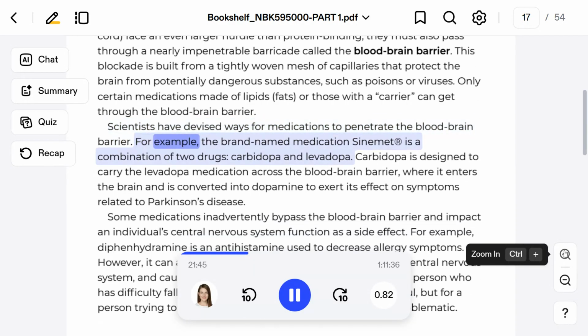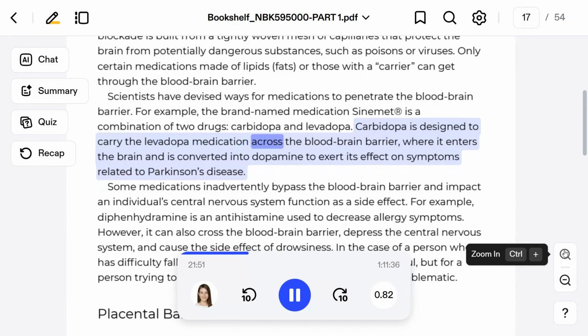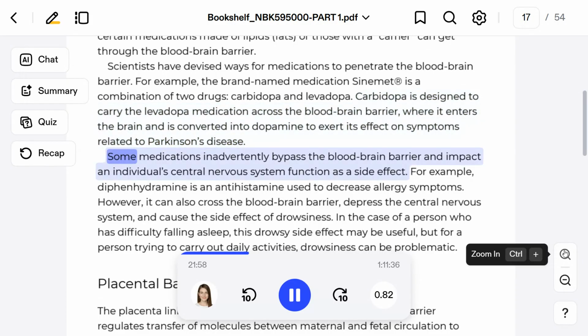For example, the brand-named medication Sinemet is a combination of two drugs, carbidopa and levodopa. Carbidopa is designed to carry the levodopa medication across the blood-brain barrier, where it enters the brain and is converted into dopamine to exert its effect on symptoms related to Parkinson's disease.